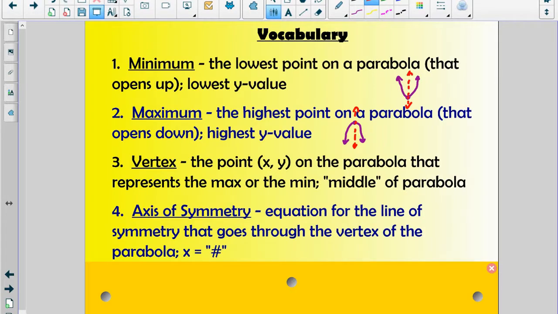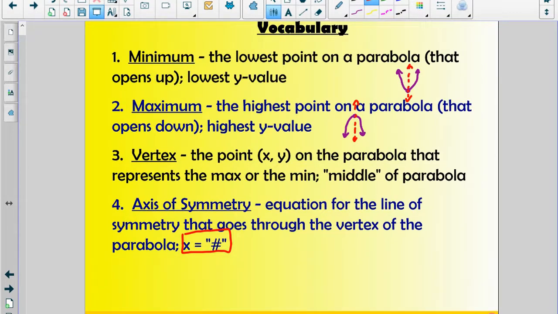Now, because it's a line, we can give an equation for that line of symmetry. And any equation for a vertical line will always be x equals a number. It just depends on where that line crosses the x-axis. We'll see some examples here in just a little bit.